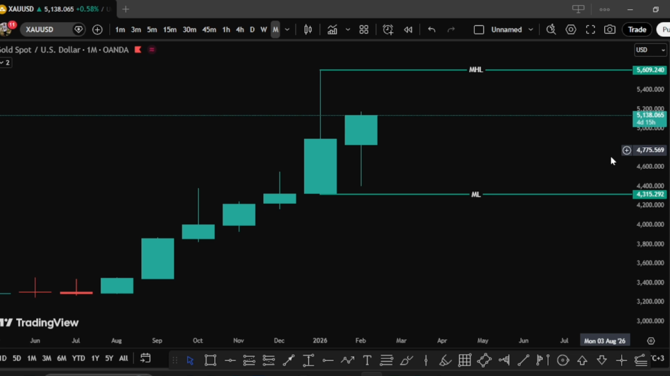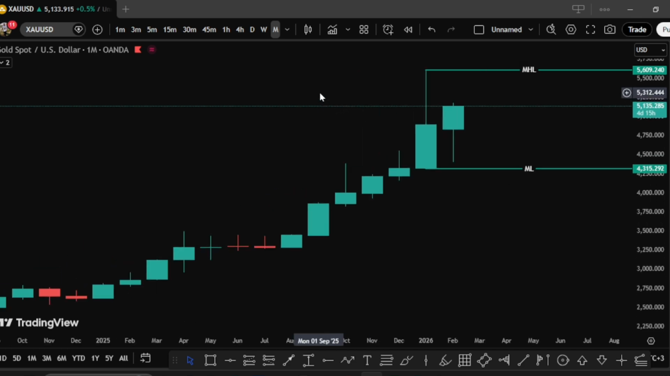So in these remaining 4 days and 15 hours, is it possible for this candle to close above the monthly high? Yes, it is possible. But what if price doesn't cross above or below the monthly low? It will mean that it will be an inside bar candle. It will move within this range, which means the move will still remain a bullish move.